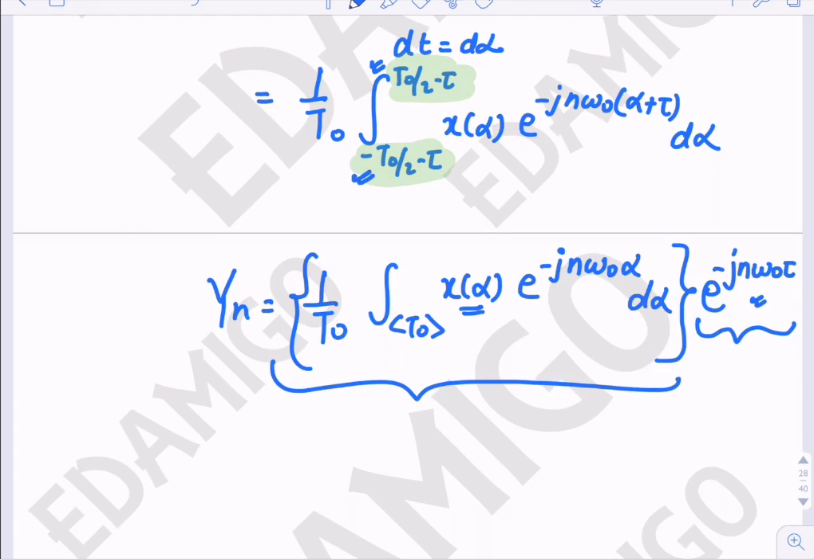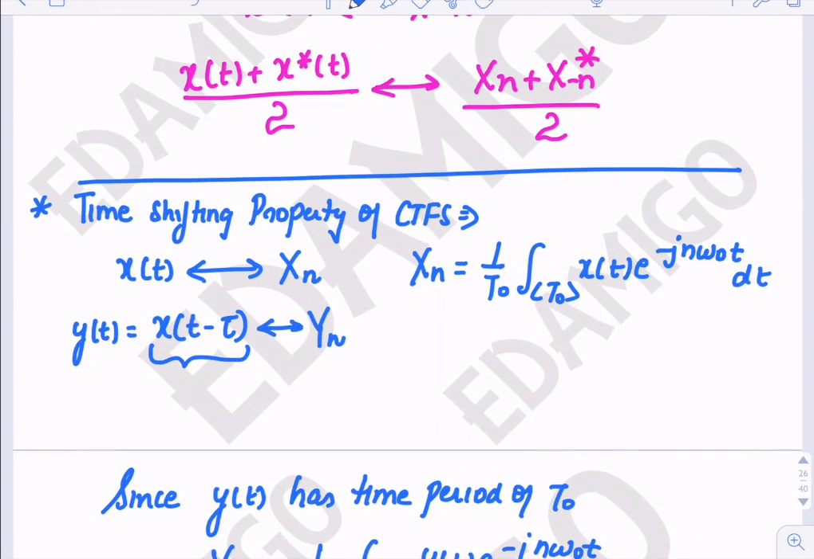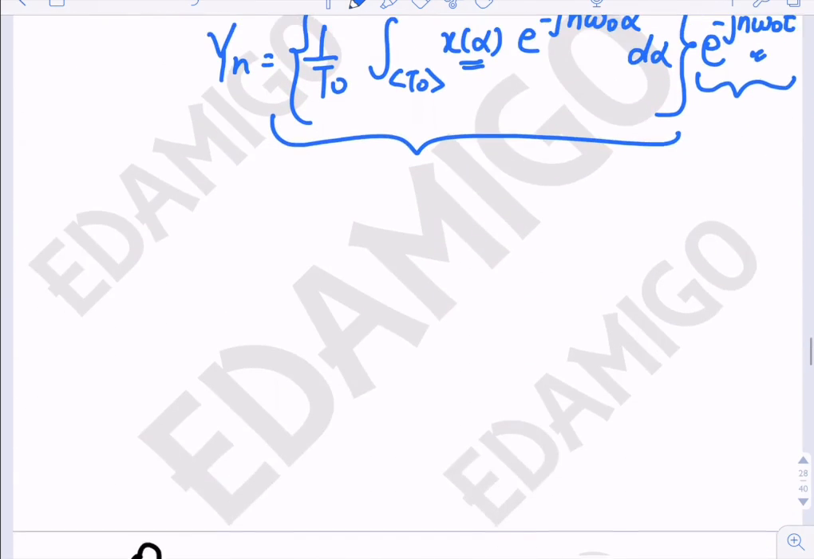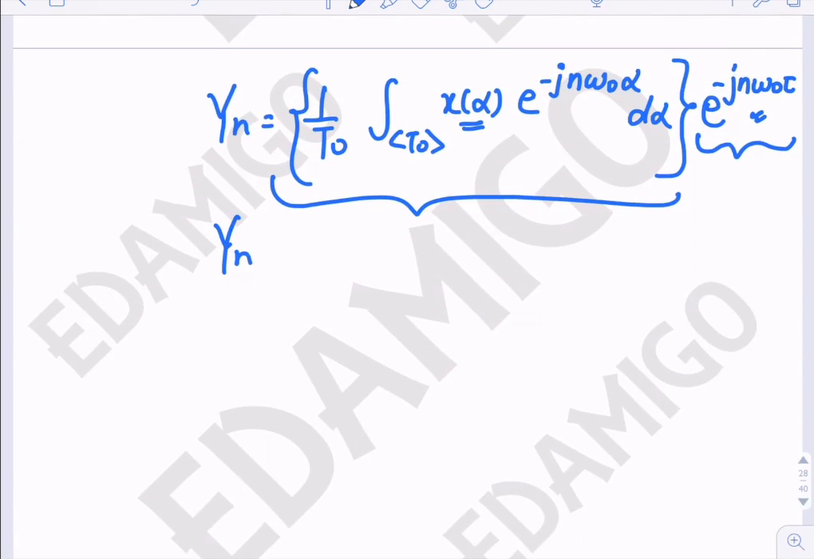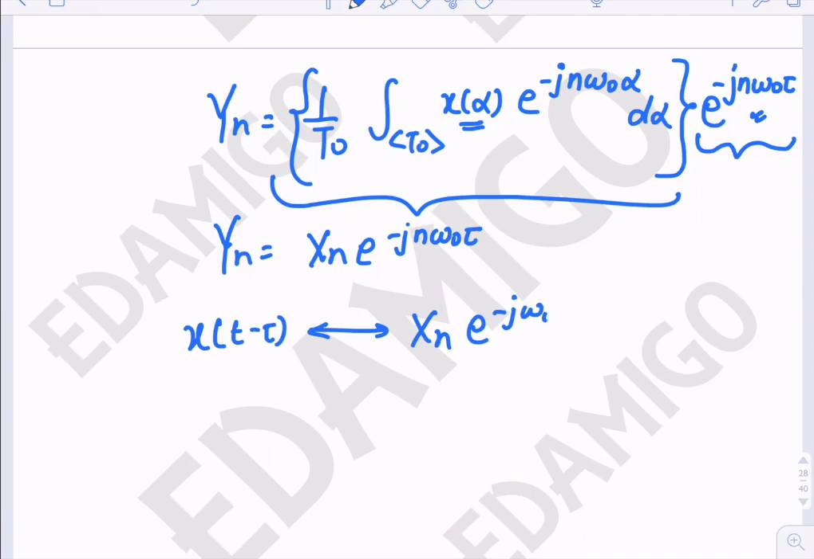Only the variable here is alpha, and in the equation of xn the variable was t. So we can say that yn is equal to xn e to power minus j n omega naught tau, or we can say that x of t minus tau has the Fourier series coefficient xn e to power minus j n omega naught tau. So this is the time shifting property.